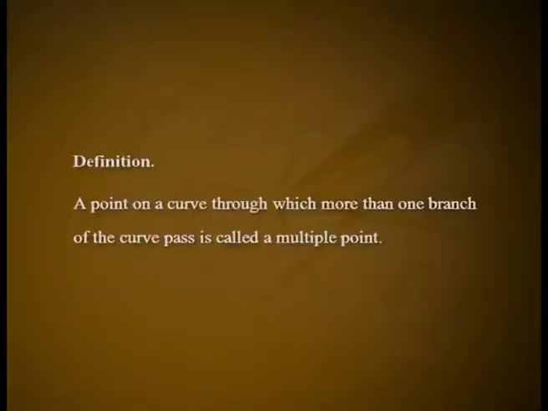Multiple points. Definition. A point on a curve through which more than one branch of the curve pass is called a multiple point. If two branches of a curve pass through a point, then the point is said to be a double point. The point is called a triple point if three branches of a curve pass through the point. In general, a multiple point is said to be of the rth order if r branches of a curve pass through that point. In this case, the curve has r tangents at this point.